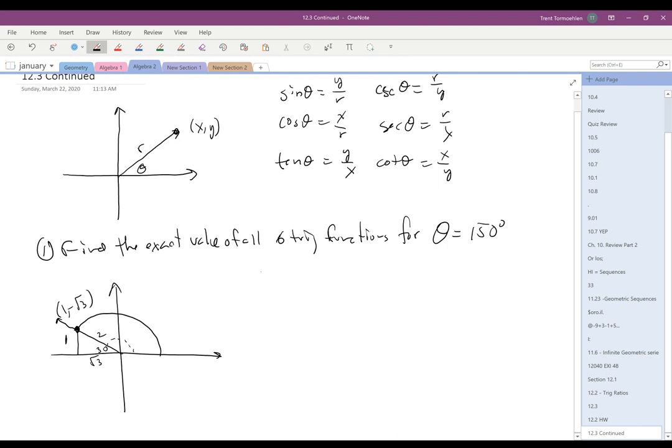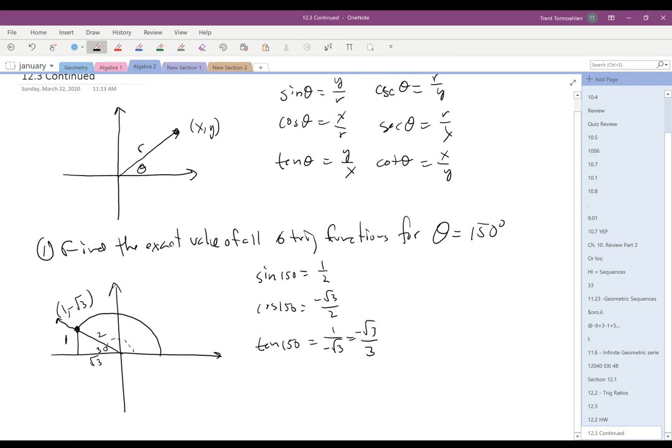So we go through and we just plug these in. Sine of 150 equals y over r, and so it's just going to be 1/2. Notice that it's positive because it's second quadrant. Cosine of 150 is going to be negative root 3 over 2. Again, it's negative because cosine is negative in the second quadrant. And then tangent of 150 is going to equal 1 over negative root 3, which is y over x. And remember, we can simplify that to negative root 3 over 3 by multiplying the top and the bottom by root 3.